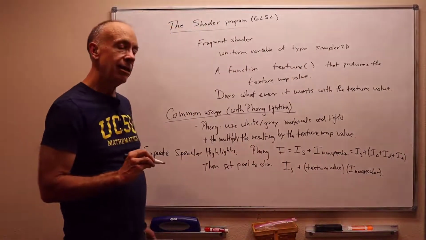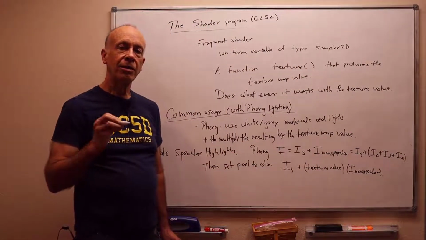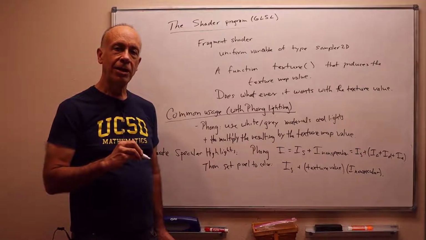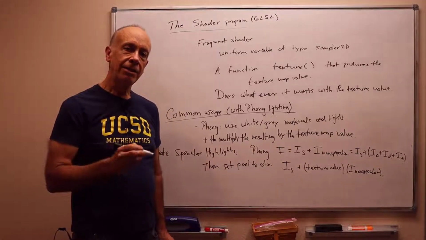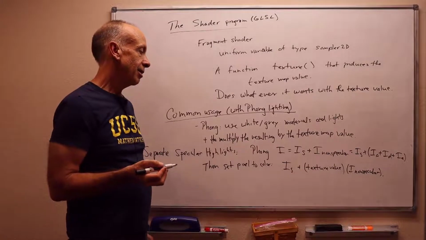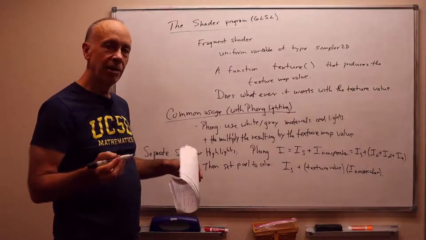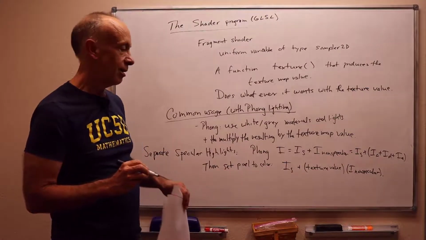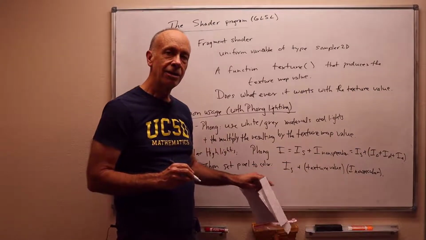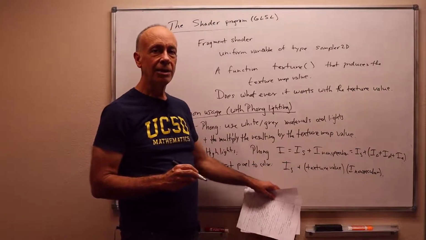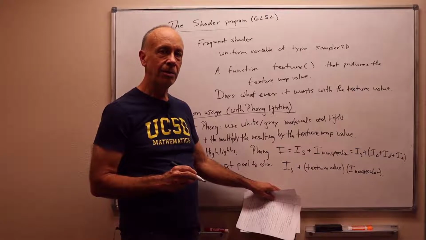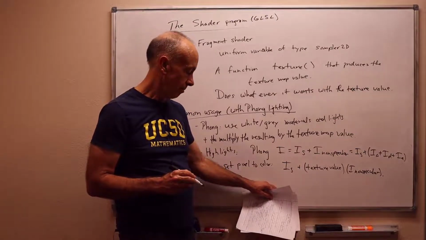In this way, the texture value serves essentially as the color of the object. It's affected by the ambient and diffuse lighting, and so it gets brighter or darker depending on the lighting, but the specular part is largely independent of the color of the object, so we just add it back in separately without multiplying it by the texture map value.